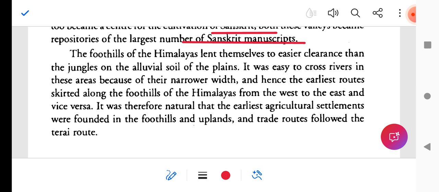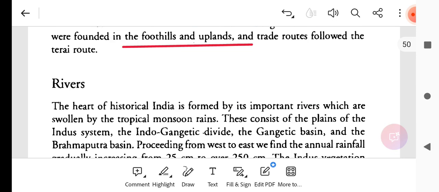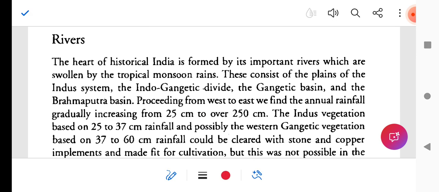Okay, the foothills of the Himalayas lent themselves to easier clearance than the jungles on the alluvial soil of the plains. It was easy to cross rivers in these areas because of their narrower width, and hence the earliest routes skirted along the foothills of the Himalayas from the west to the east and vice versa. It was therefore natural that the earliest agricultural settlements were founded in the foothills and uplands, and trade routes followed the Terai route. Okay, next are rivers.